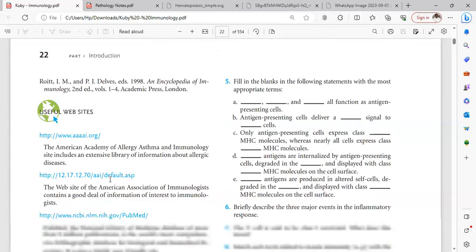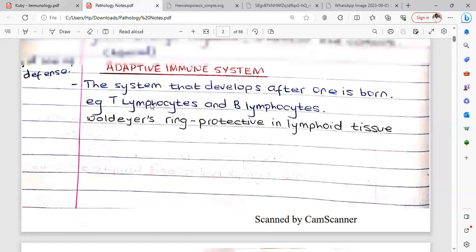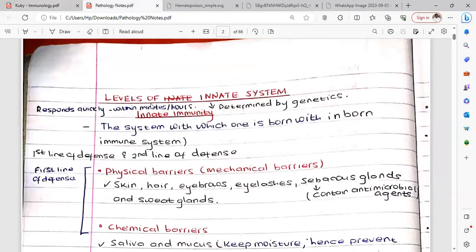I think that would be the first part of the innate versus adaptive. As a recap, we've said that innate, one is born with it, and is less specific and the first line of defense. And we said that it had four defense barriers, which included anatomical, physiological, inflammatory, and phagocytic.